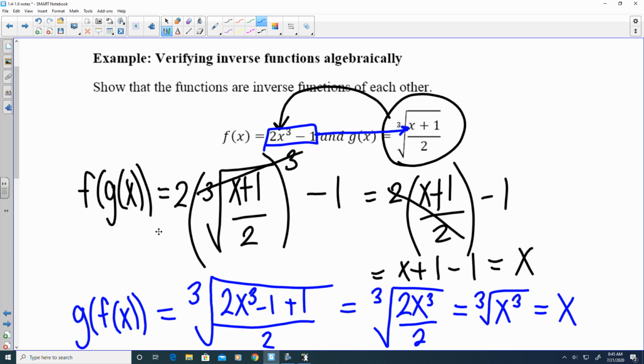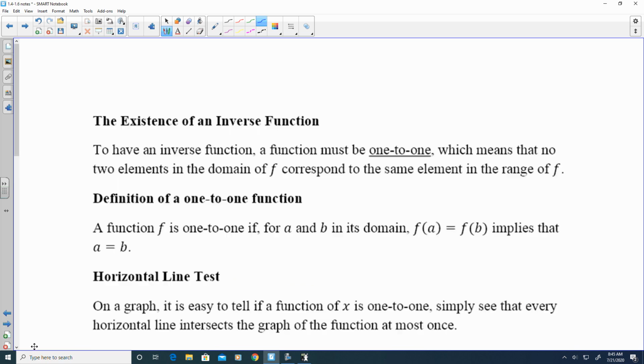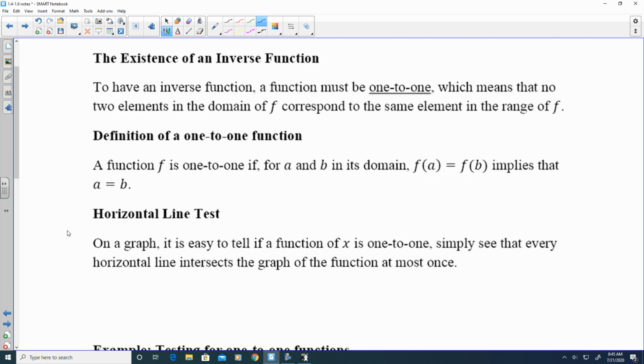Cool. So does every function have an inverse? No. So we need to know first how to figure out whether it has an inverse or not. And this is the fancy math definition: a function has to be one-to-one, in which no two elements in the domain of f correspond to the same element in the range of f. That is confusing. Even the definition of one-to-one: a function f is one-to-one if for a and b in its domain, f of a equals f of b implies that a equals b.